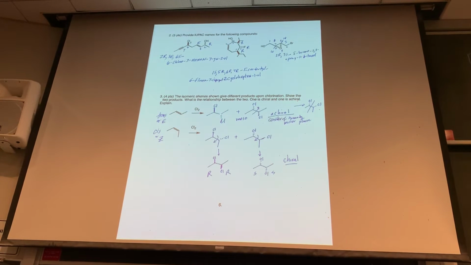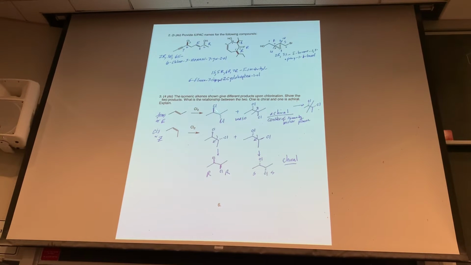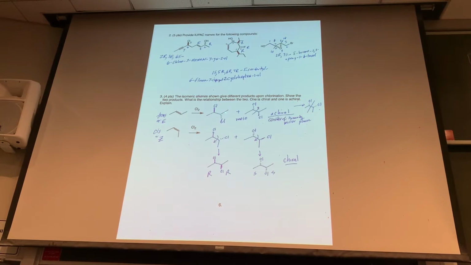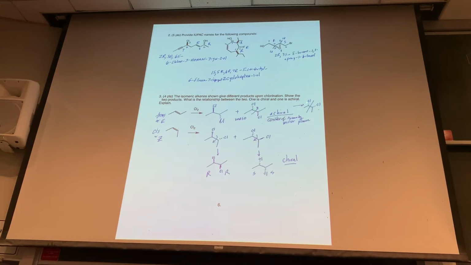This is symmetric, the ends are the same. The stereocenters are reflections of each other. What? This is the R and this is the S. That's okay. There's a center of symmetry, or you can see conformationally there's a near plane.